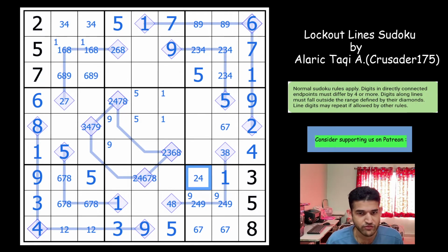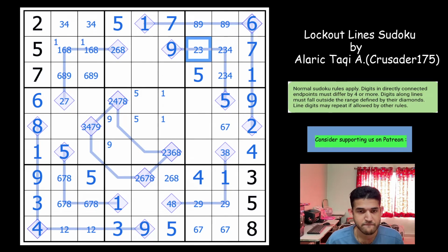I can't have a 4 in these two cells because then this becomes an 8 and that becomes 3, and that forces the 4 between these two diamonds. So 4 is ruled out here. That becomes a 4. That's not a 4. This is 2, 6, 8 in this row as far as this row is concerned. So 4 is eliminated here.